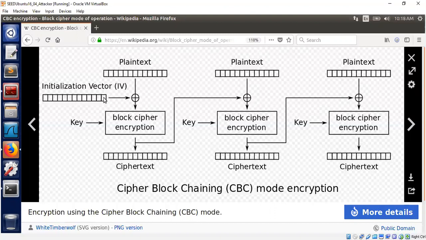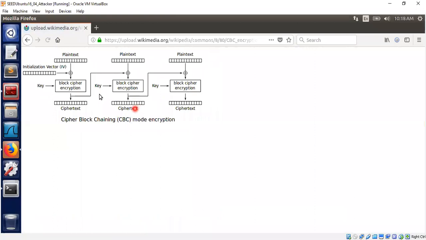If the plain texts are the same, what can we conclude? If two plain text messages are the same, the output at this point means the output at this point. What can we say about the output at this point? The output at this point is going to be flipped. That's basically how the XOR works, right?